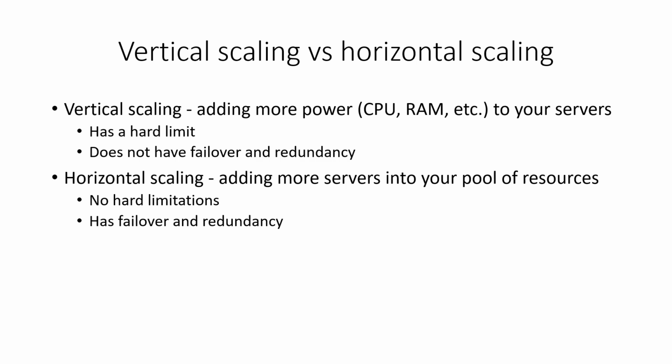Vertical scaling, referred to as scale up, means the process of adding more power, CPU, RAM, etc., to your servers. Horizontal scaling, referred to as scale out, allows you to scale by adding more servers into your pool of resources. When traffic is low, vertical scaling is a great option, and the simplicity of vertical scaling is its main advantage. Unfortunately, it comes with serious limitations. Vertical scaling has a hard limit. It's impossible to add unlimited CPU and memory to a single server. Vertical scaling doesn't have failover and redundancy. If one server goes down, the website or app goes down with it completely.